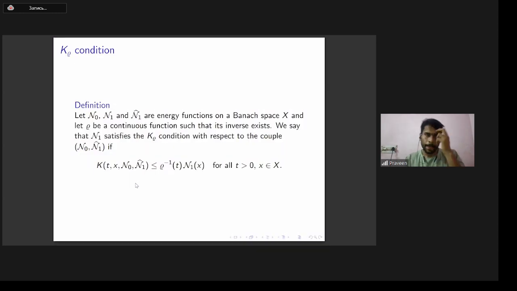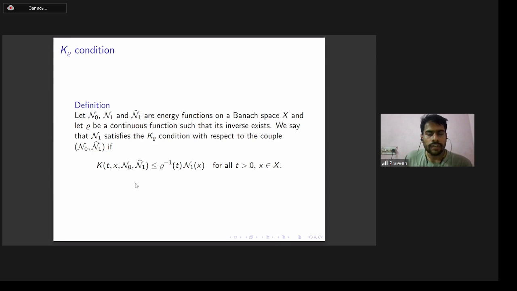Now, as a reiteration theorem already exists for the classical interpolation theory, when we are working on a reiteration theorem for our setting, we have certain conditions and certain reiteration theorems also. So first I define the K rho condition. What is exactly a K rho condition that we are calling?